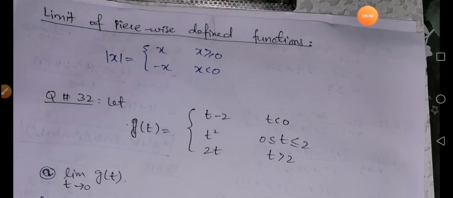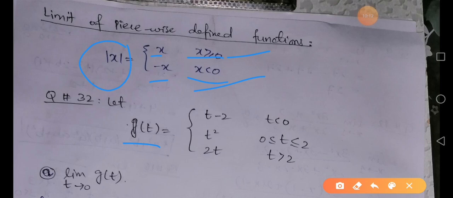Next we have limits of piecewise defined functions. A piecewise defined function is basically defined in pieces, a function that has different definitions in different pieces of its domain. The best example is mod of x, which is x for x greater than or equal to 0, and minus x for x less than 0, because its total domain is the set of all real numbers. So we have to break the domain into two parts. Here we have question number 32.